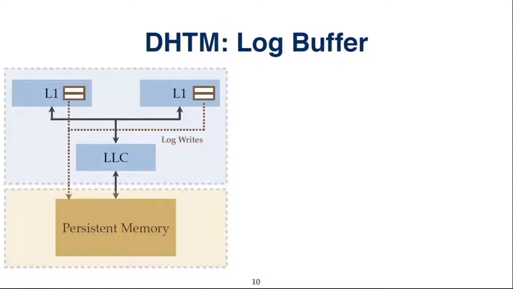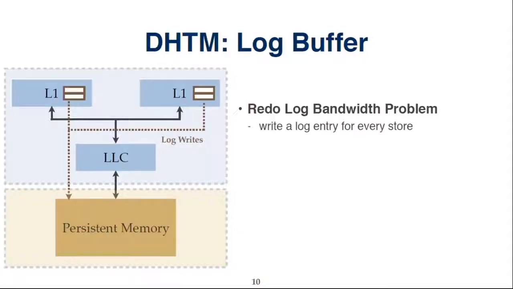So let's first look at how we design this efficient atomic durability mechanism in DHTM. The write bandwidth problem with redo log is that for every store in the transaction, a log entry has to be written to the transaction log in persistent memory.